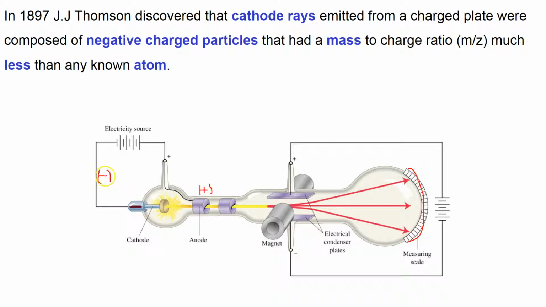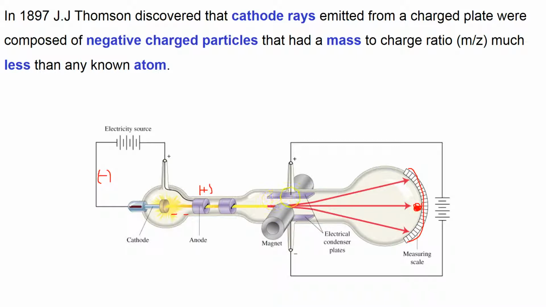And what he found when he hooked this up was that he got a glow on his screen at the bottom there. So what that indicates is that negatively charged particles were being developed at this plate. They were being repelled by this negative plate, attracted towards this positive plate, passing through the slit and traveling along the tube and hitting the screen. So his apparatus was producing negatively charged particles.